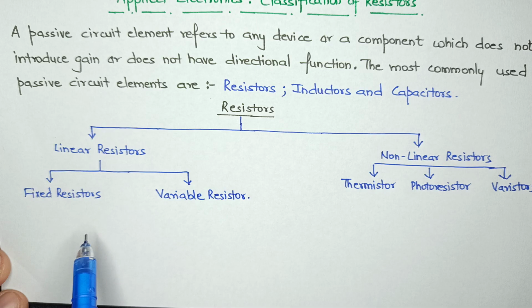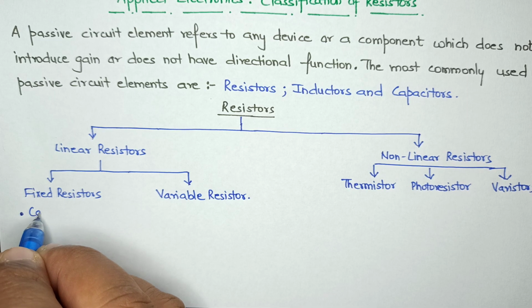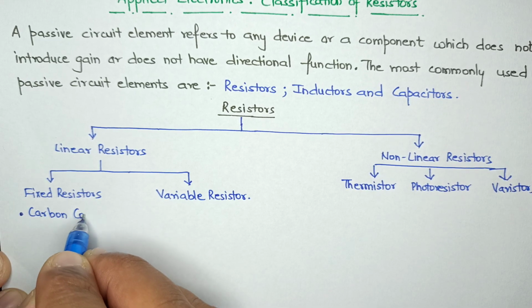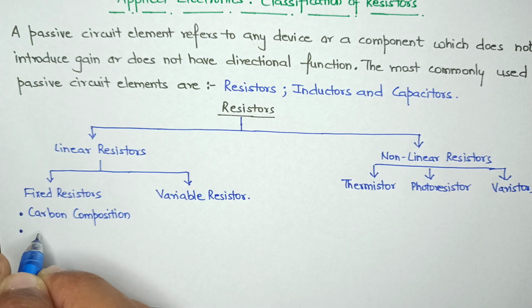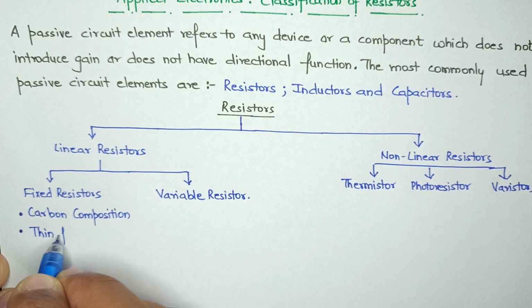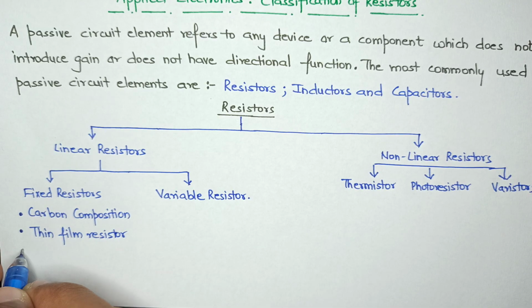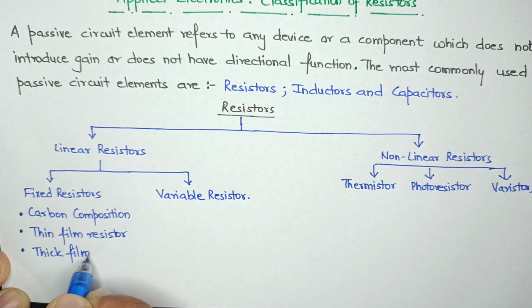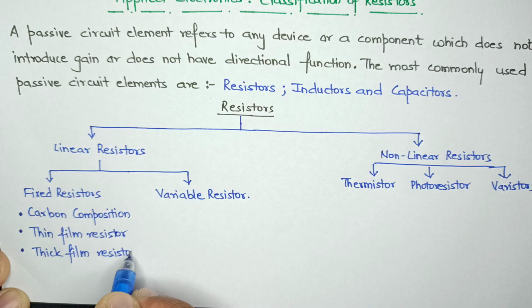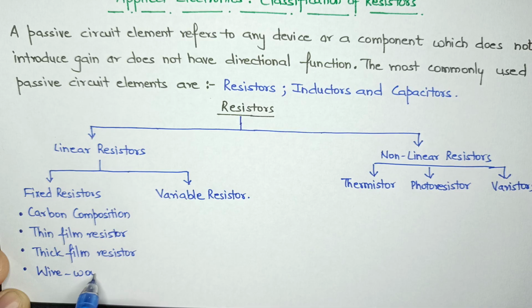As far as the fixed resistors are concerned, they are of different types. The first type is called a carbon composition resistor. The second category is called a thin film resistor. Then the third category is called the thick film resistor, and the fourth one is called the wire wound resistor.